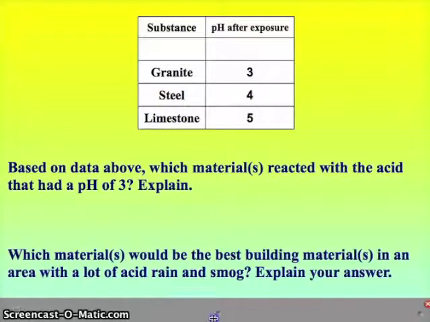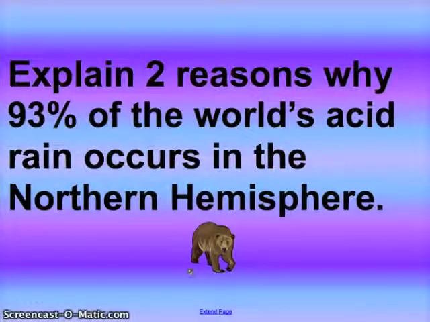Now another question that will be on a test: which material would be the best building material in an area with a lot of acid rain? So obviously limestone wouldn't work. Okay. Well, what about granite and steel? Do you remember in the lab, what did the steel look like in the beaker? Did you remember the color of the acid? It looked like it was all rusty, and that's true. So you probably wouldn't want to build with steel and limestone. You'd want to build with granite when you're using these three. So let's move on to the next slide.